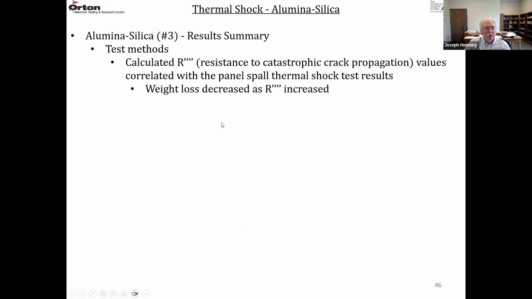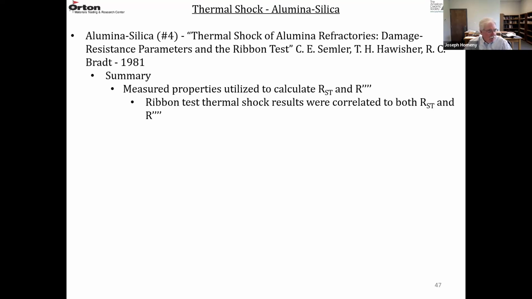So this was not an extensive study, but they calculated R4 prime, which is the resistance to catastrophic crack propagation. And they say it correlated pretty well with the panel spall thermal shock test results. And the weight loss decreased as R4 prime increased. So this was a pretty quick study. There was not a lot of data here, but they came up with that conclusion. And then we'll just finish up with this one.